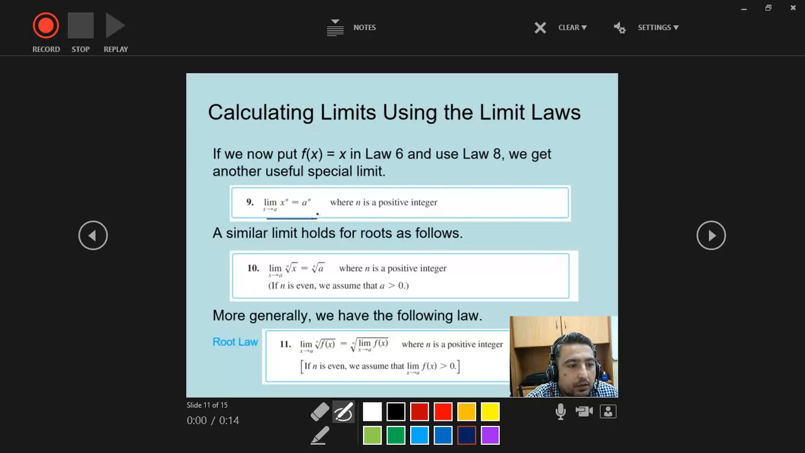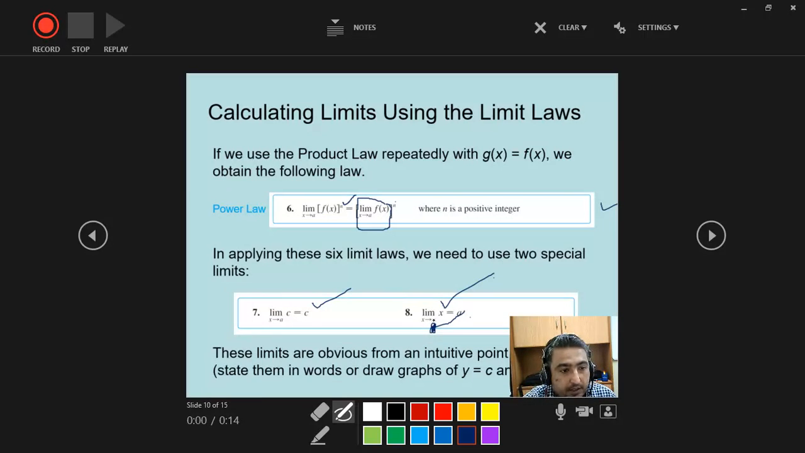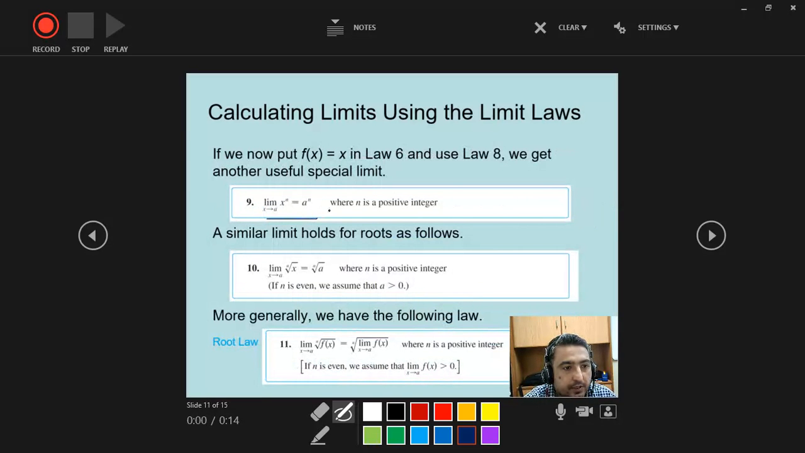Okay. This is the same using this one, 8 and 6, so we get this one. Using 8 and 6 we get this. Also, if you use a power, let's say 1 over n, then it's also the same. But it should be positive, because otherwise this limit or value will be in the complex domain, and we are not dealing with complex domains in this calculus class.